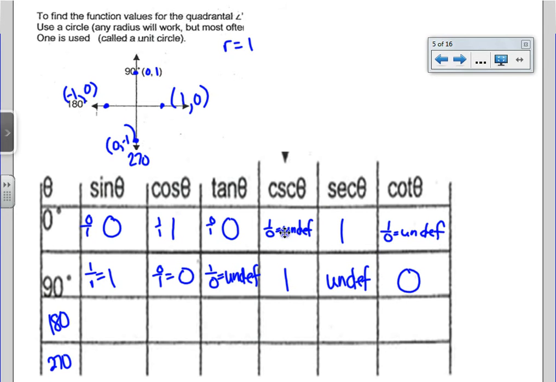And you should notice some patterning here, kind of a zigzag of where the undefineds are located. Okay, for 180, this time y over r gives me a negative 1.